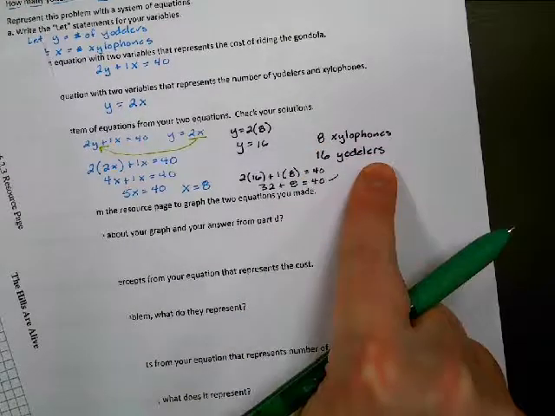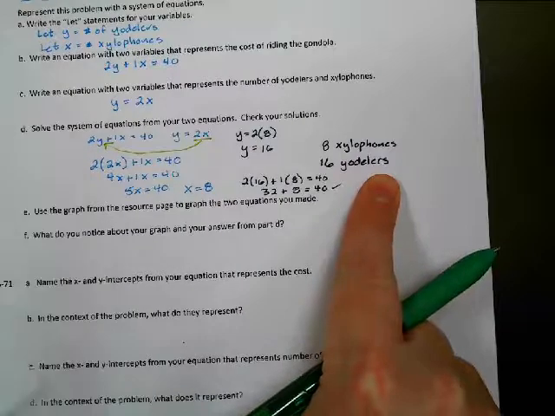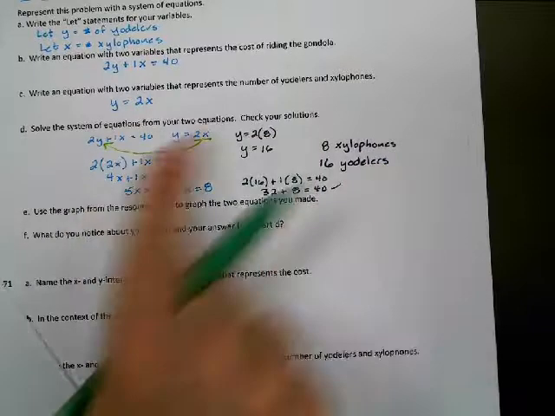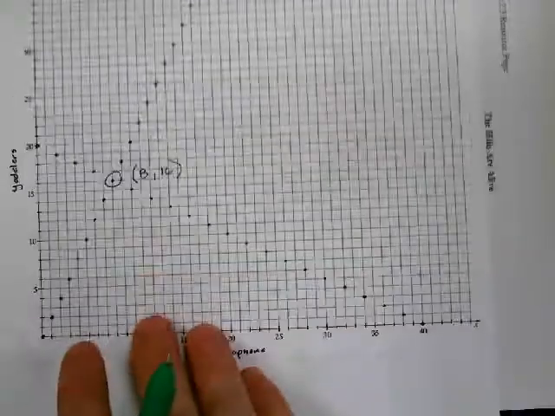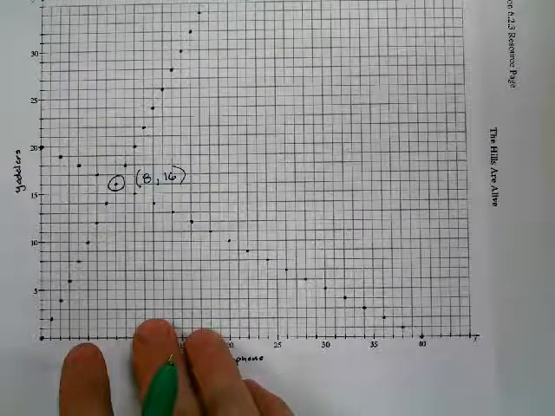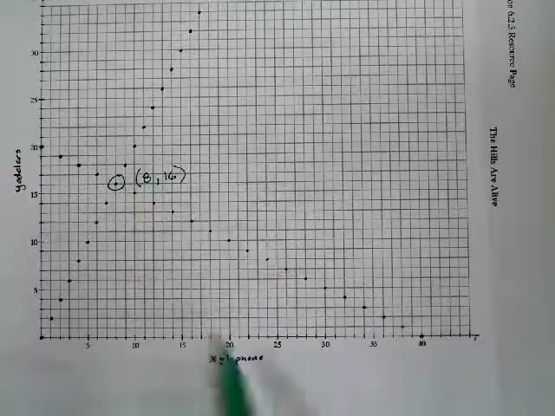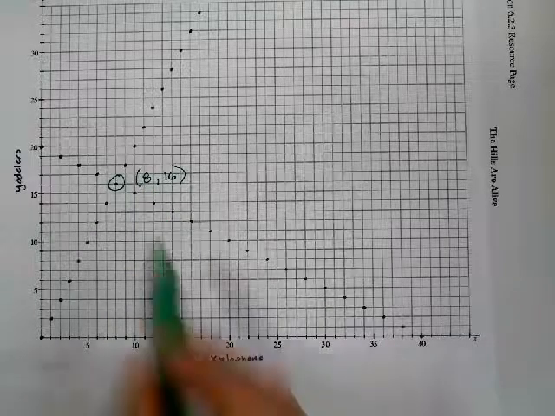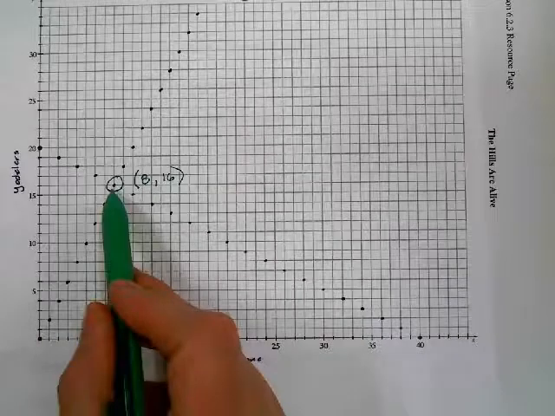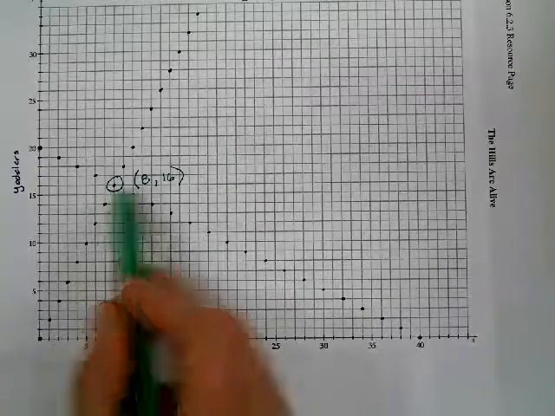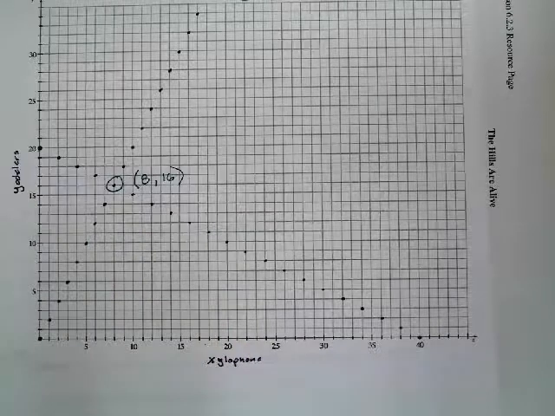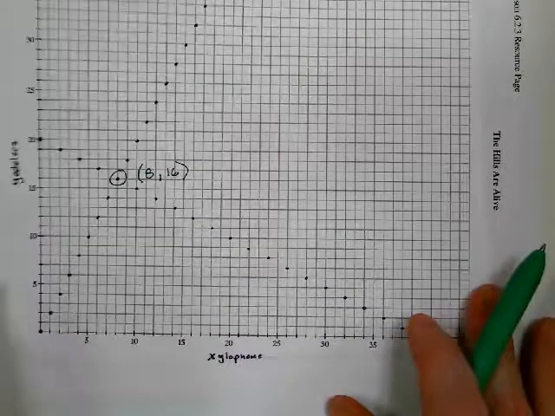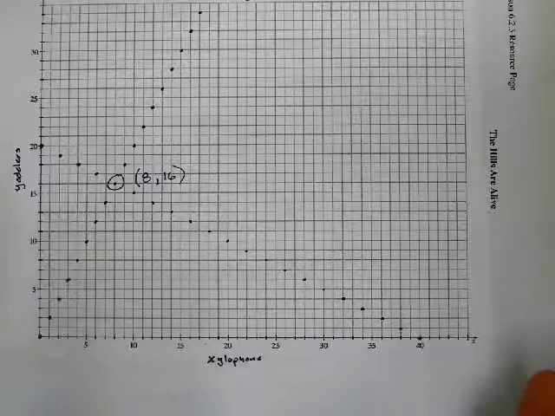So when we're solving these equations, what we're actually doing is solving for where the two lines cross on the graph. Remember, this is our x, which we're saying is xylophones. And this graph says I can have 8 xylophones and 16 yodelers. So the graph is just a pictorial representation of all that algebra that we were doing on the previous page.